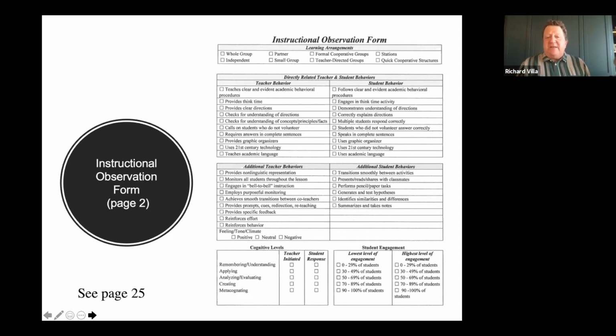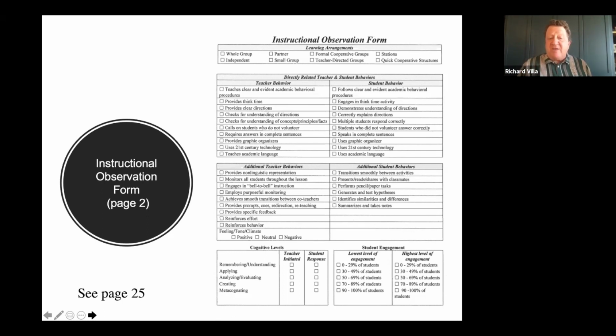If you move down to the next section, you have the additional teacher behaviors. They're not directly related to the student behaviors. For example, are they providing non-linguistic representation? Is there smooth transition between our co-teachers? And then we could look at some of the additional behaviors that we might see with our students.